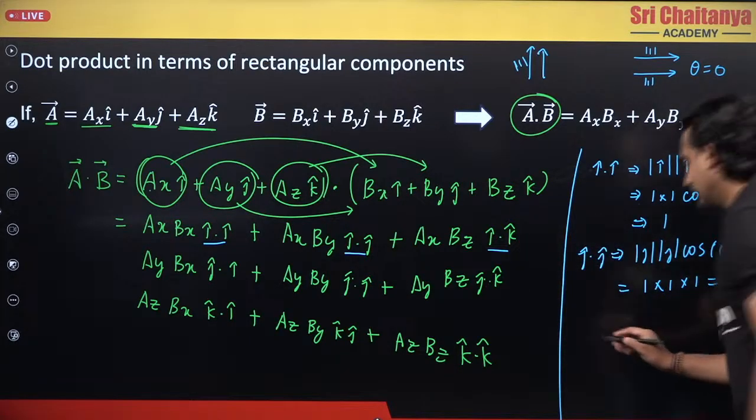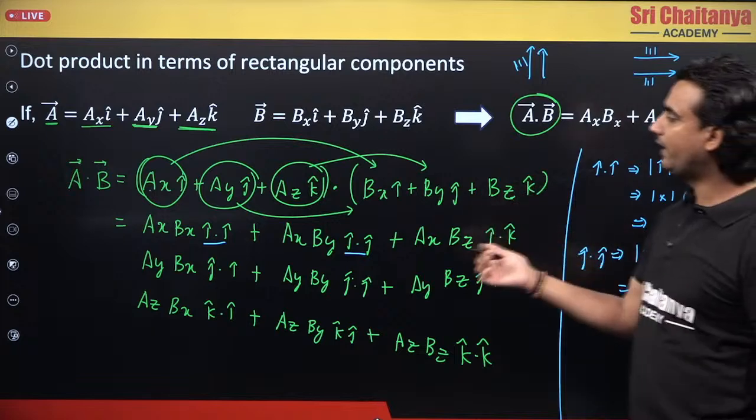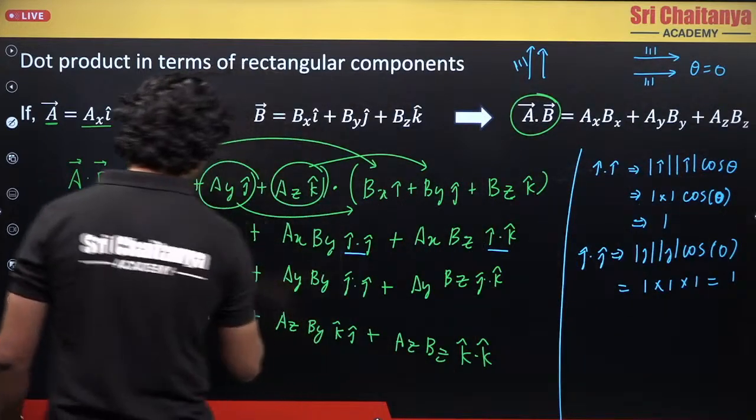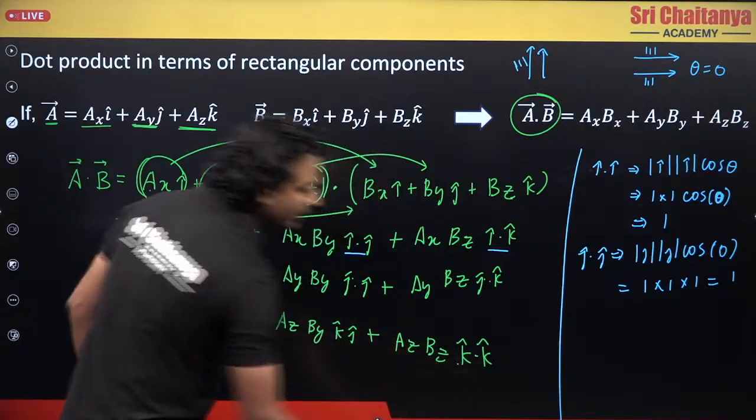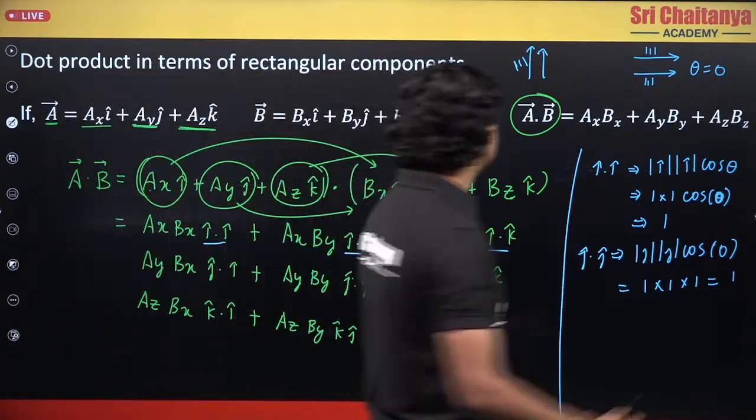So what can I say? If I do the dot product of the same vectors, i dot i is 1, j dot j is 1, and k dot k is 1. Can I say this? Yes.